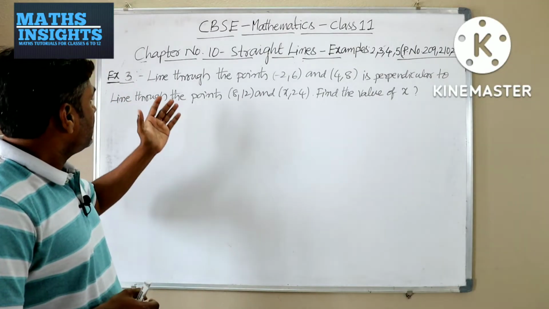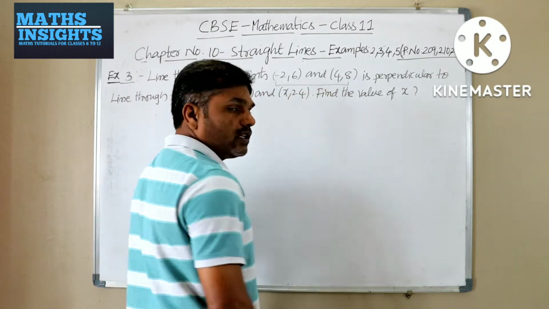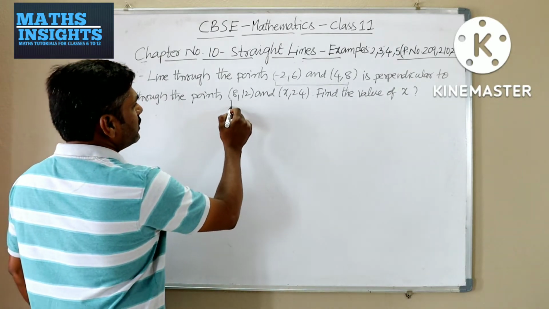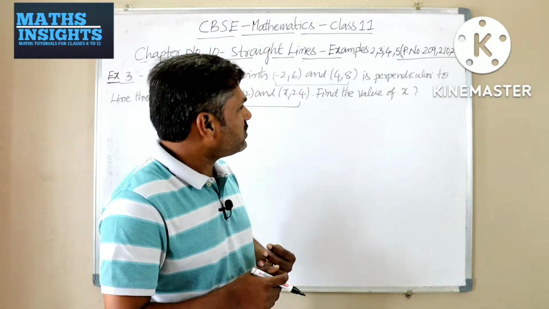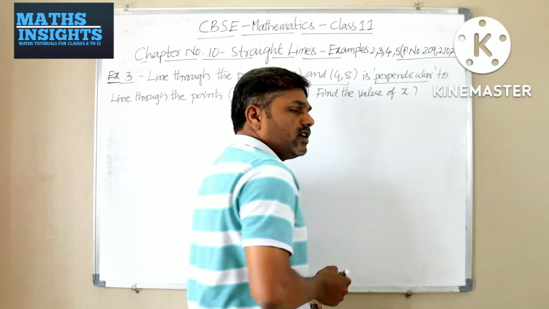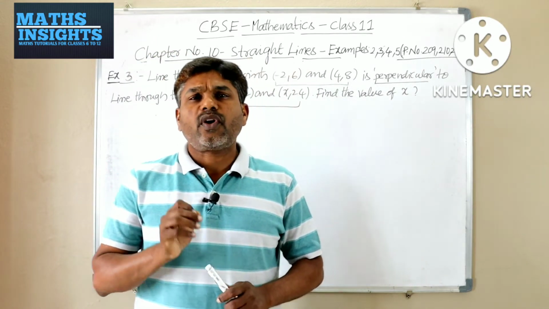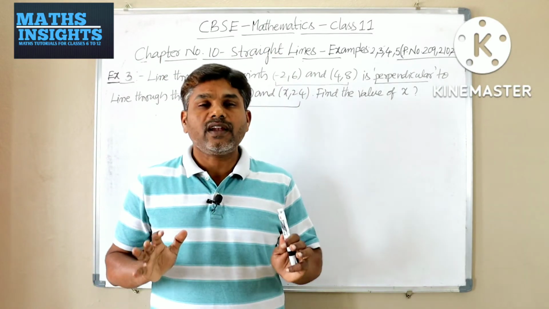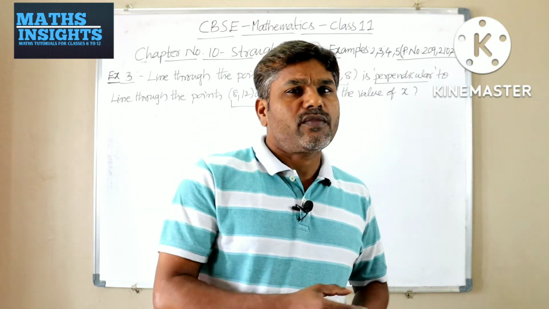Example 3 says, a line through the points. They have given a line which is passing through given points and is perpendicular to the line passing through another 2 points. You have to identify which are the important words. This word perpendicular here is very important. We know that when two lines are perpendicular to each other, the product of their slopes is minus 1. And if the lines are parallel to each other, then their slopes will become equal. You have to keep this in your mind.